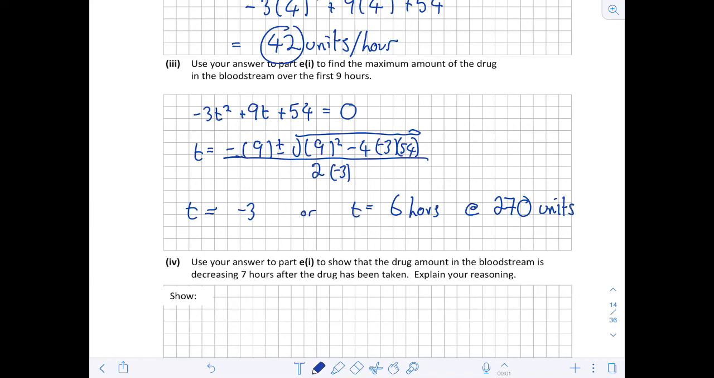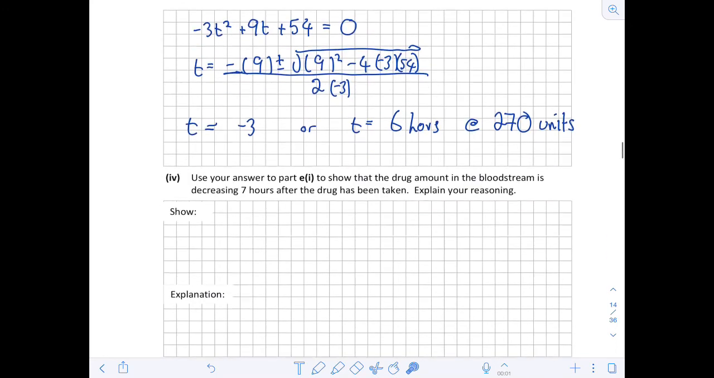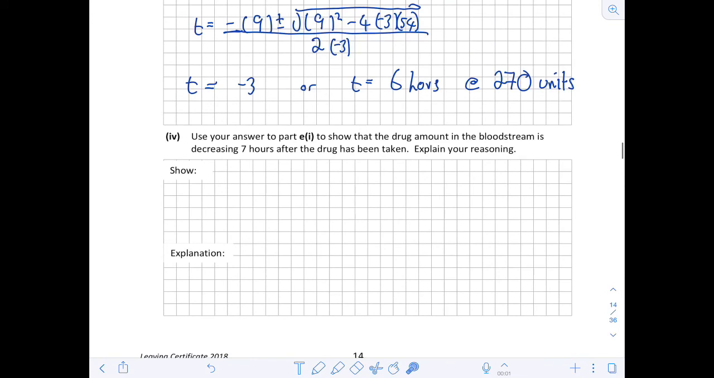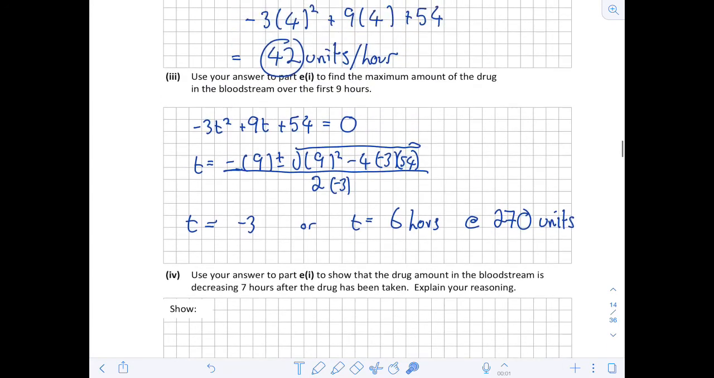Use your answer to part E1. Yeah, we've done that, okay. We probably should have done some calculations to get this rather than using our previous calculations, but we've already calculated, so I don't think there will be a problem with that, okay? Next job, use your answer to part E1 to show that the drug amount in the bloodstream is decreasing 7 hours after the drug has been taken. Explain your reasoning.